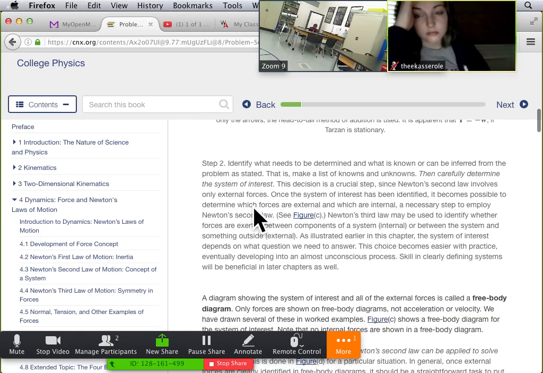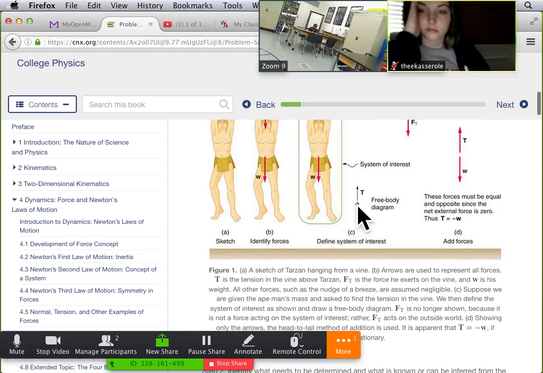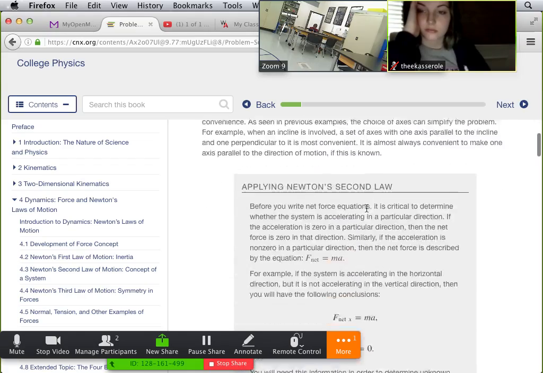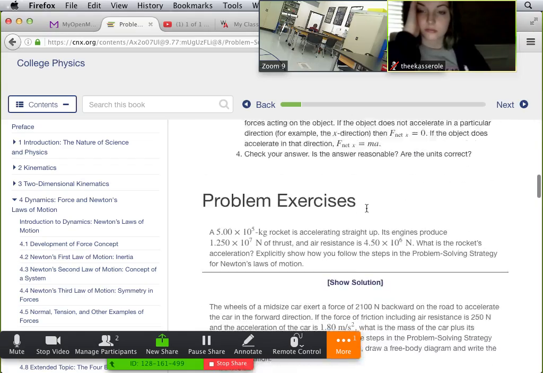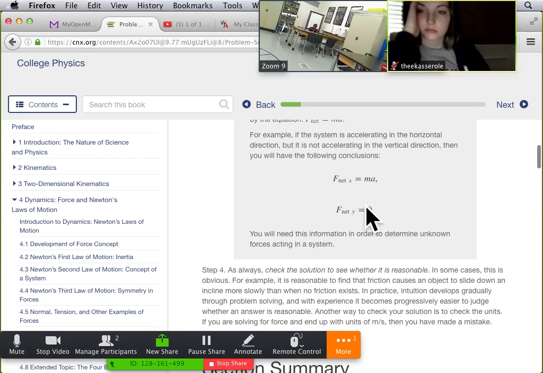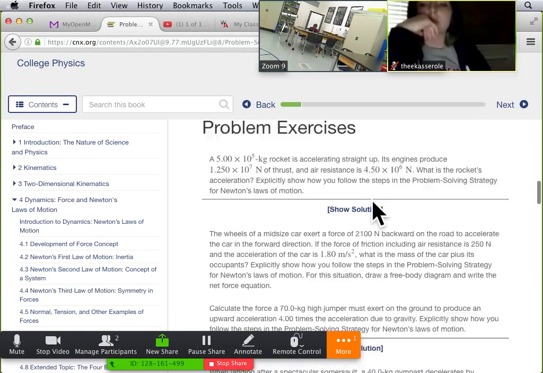So the first thing in the strategy is to draw a free body diagram. You should be able to go from a drawing to a point with just the external forces acting. Here's Tarzan and his loincloth, right? So that's the first thing that you should know how to do. You should also know that Newton's second law has two forms. It has force equals mass times acceleration, and it has force equals 0 when there is no acceleration, right? Those are two forms of Newton's laws.